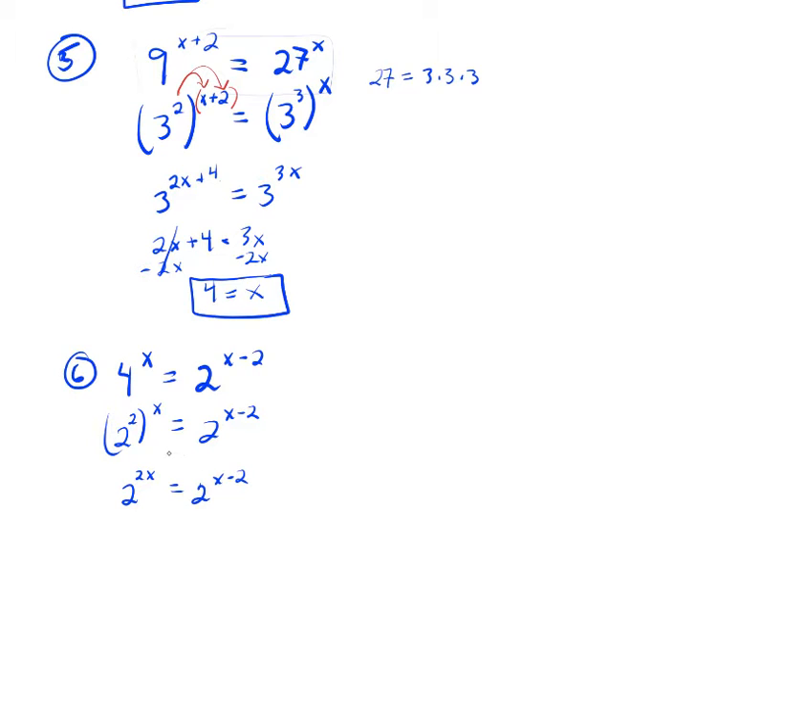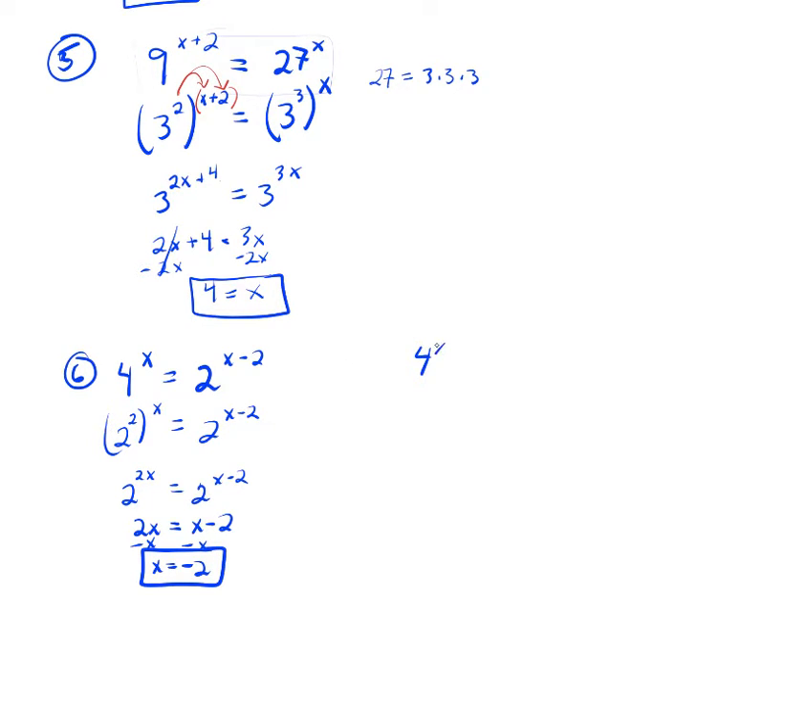Now I'll use our new property of equality for exponential equations and set my exponents equal because the bases are equal now. And we'll subtract x from both sides. So x equals -2. That will make that equation true.